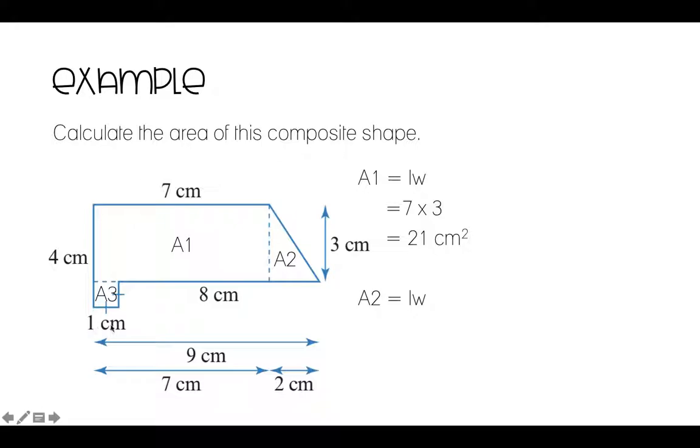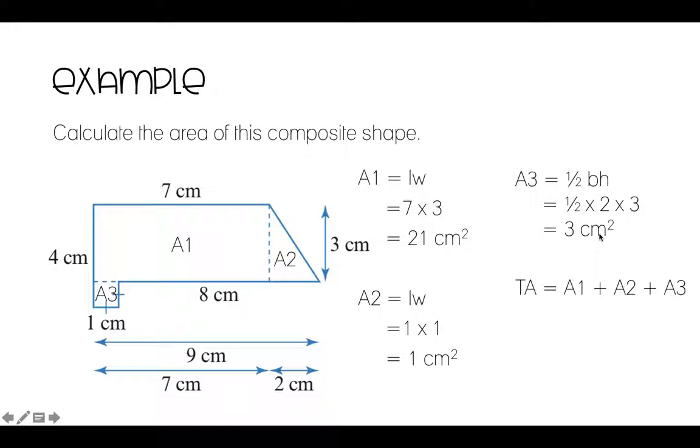A2, again, that's not supposed to say length times width, it's supposed to be half base times height. Oh, I see what we've done. I've accidentally labelled these wrong. This is supposed to be A2 and A3, but A2, so we'll call this our A2, is 1 by 1, which gives us 1 centimetre squared for this section, this part here. And the last part, which is this one over here, is half base times height. So half times 2 times 3, because we've got our 2 and our 3, and that gives us an area of 3 centimetres squared.